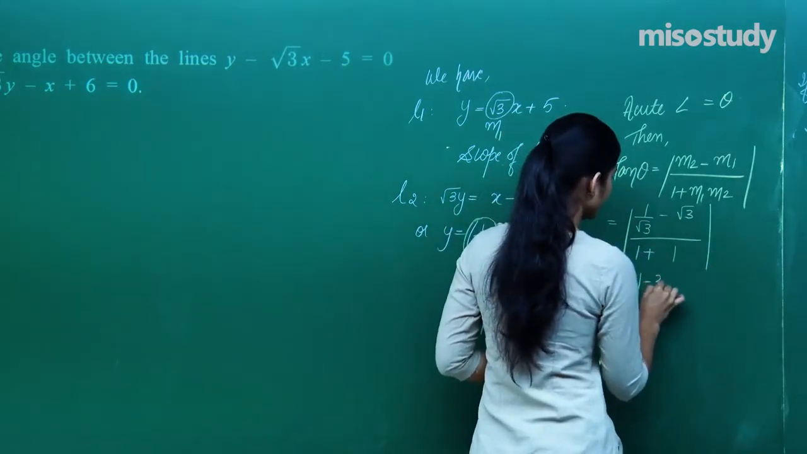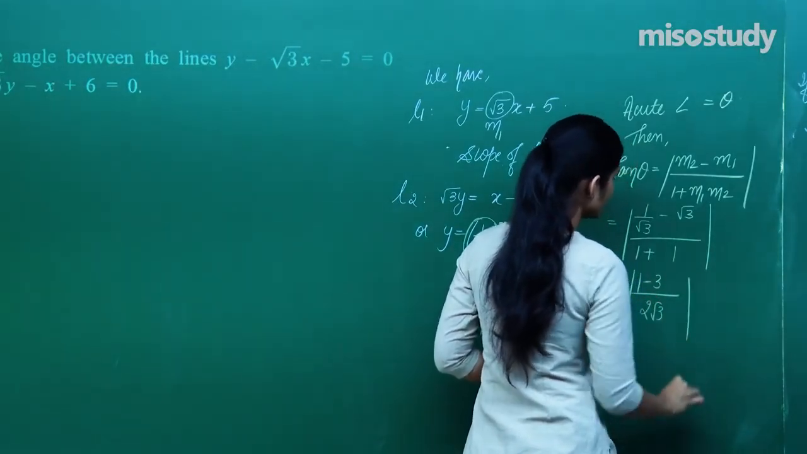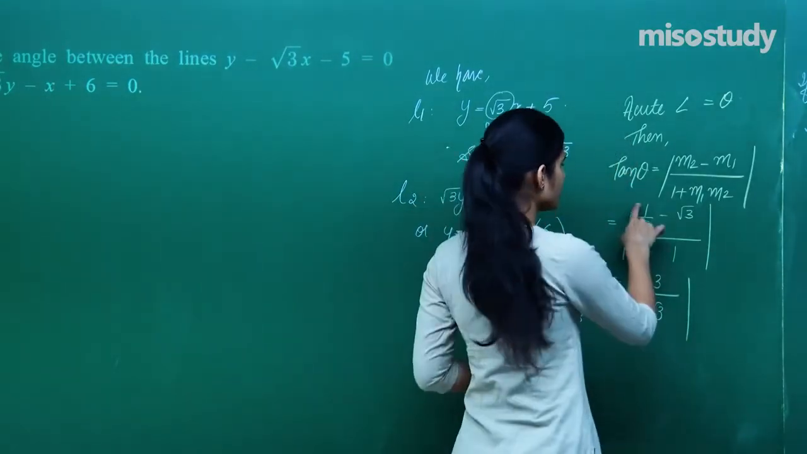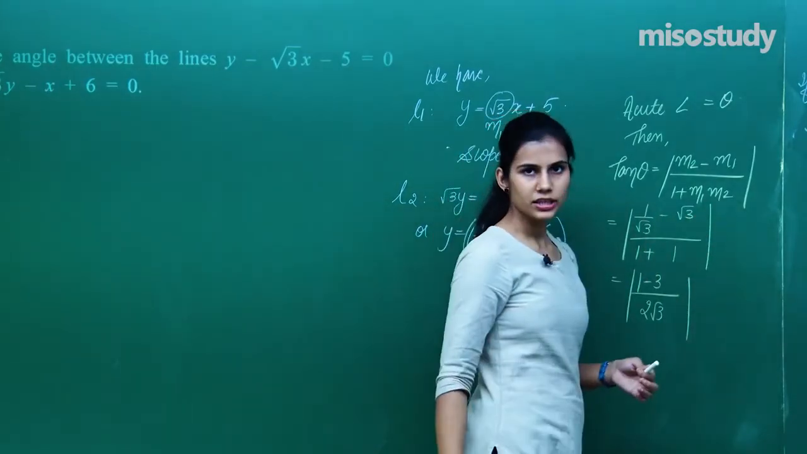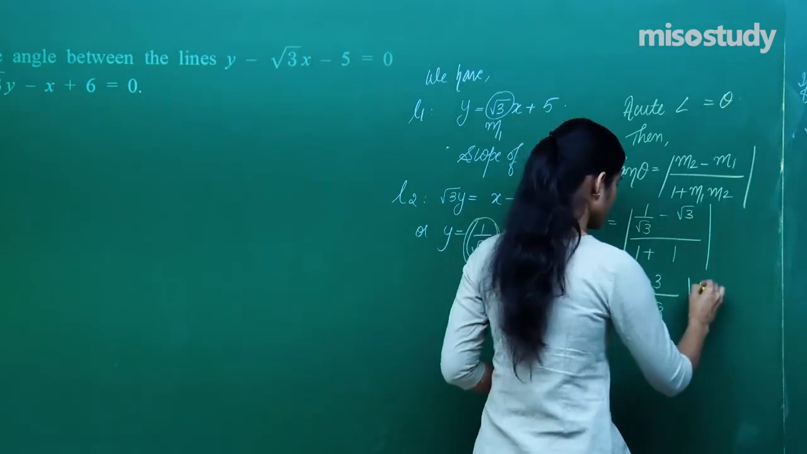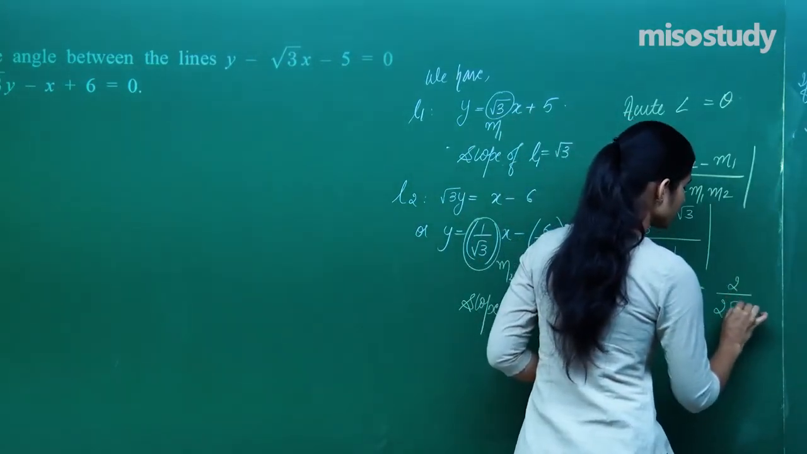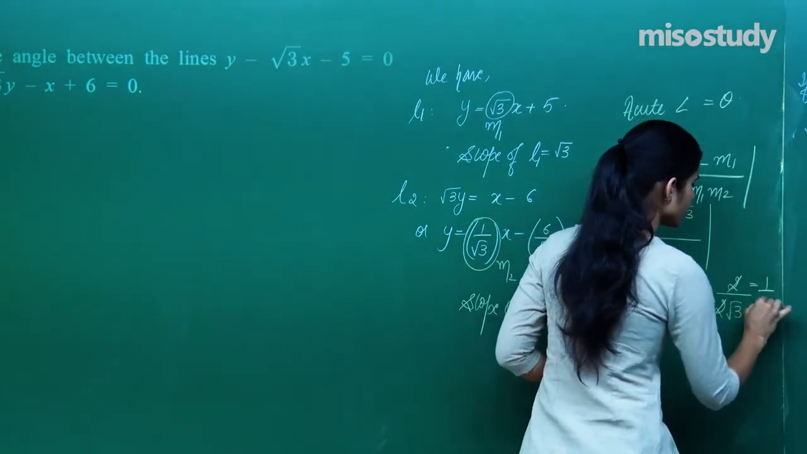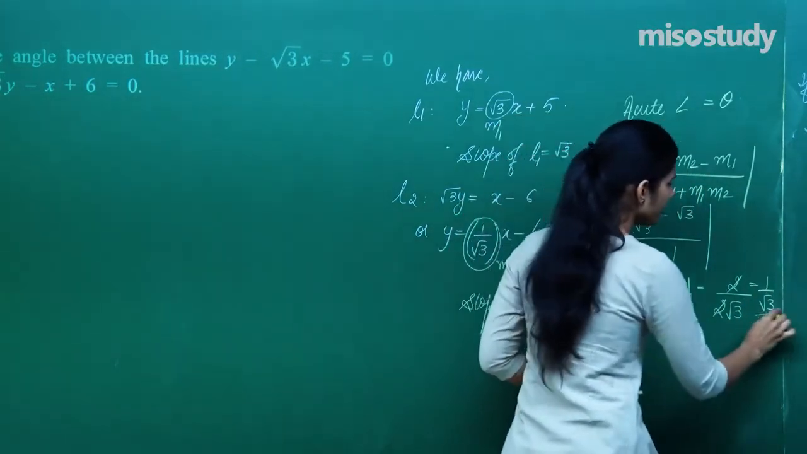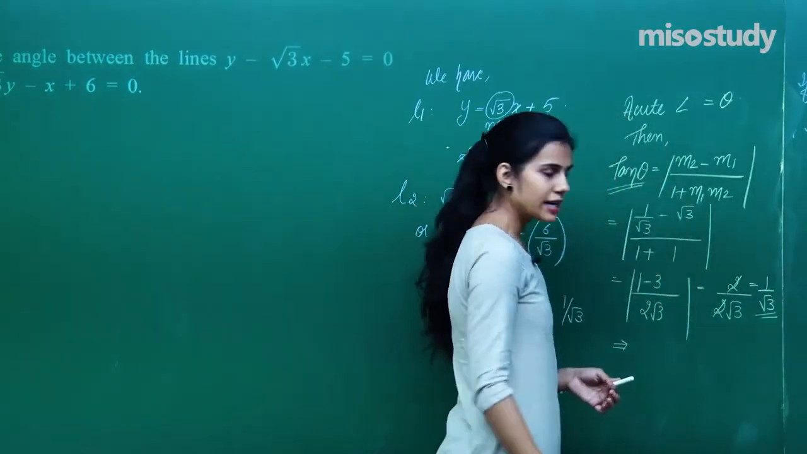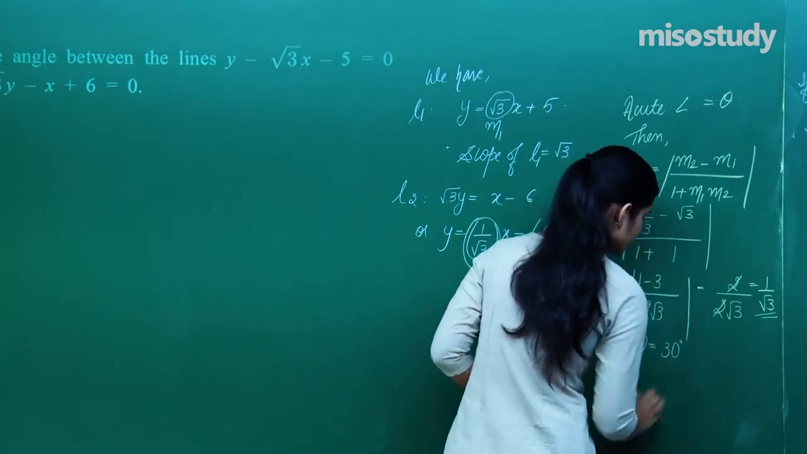So this is 1 minus 3 upon 2 root 3. Why? Because this is 1 minus root 3 into root 3, which is 3, whole upon root 3, whole upon 2. So 2 root 3. This gives you mod of minus 2, which is 2 upon 2 root 3. This is 1 by root 3. This implies if tan theta is equal to 1 by root 3 and theta is an acute angle, then theta is given by 30 degrees.